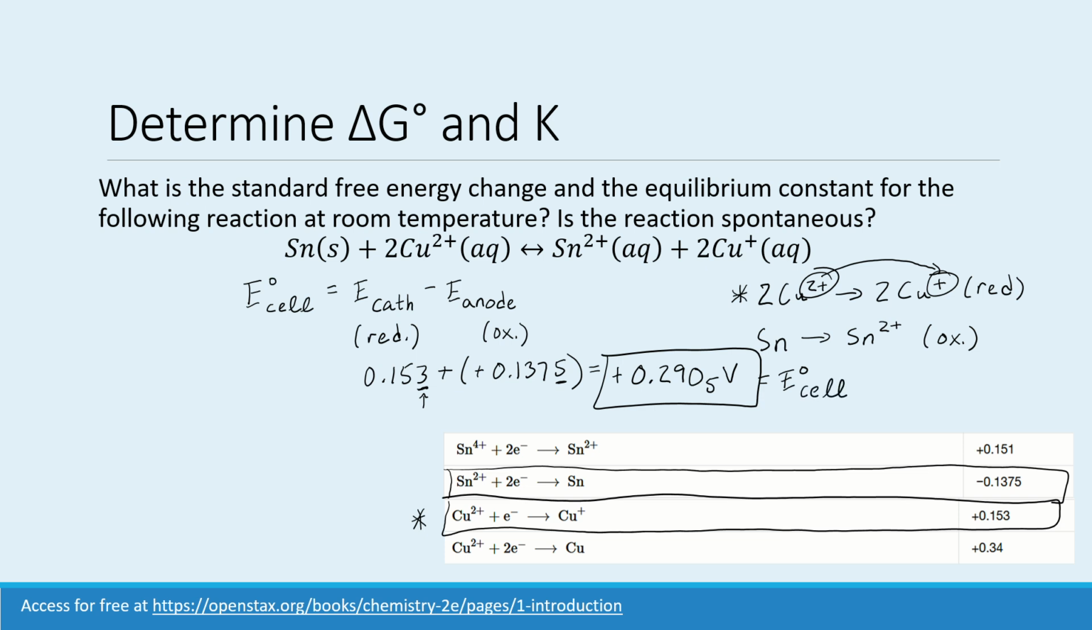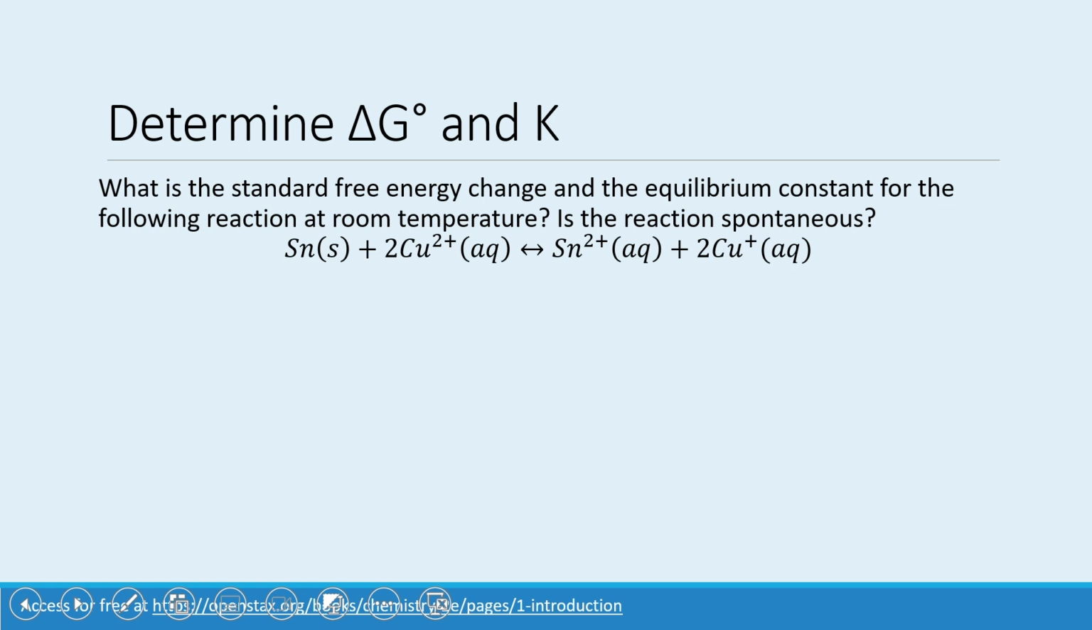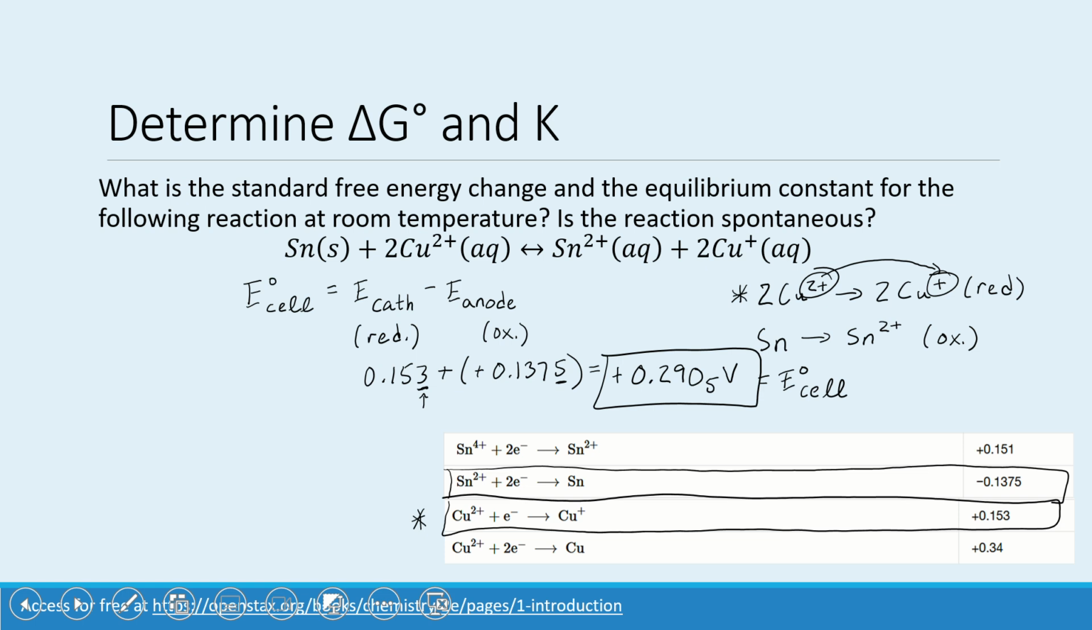Right, and now that we know what the standard cell potential is, we can plug it into our equation that relates the delta G with that standard cell potential. And so the standard free energy change, delta G, is equal to negative N times F times that E cell value that we just found, that standard cell potential. Okay, so we're going to have to determine what is N, and that is based on looking back at your two half reactions that we have written here.